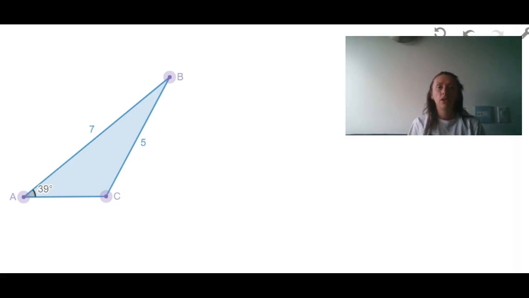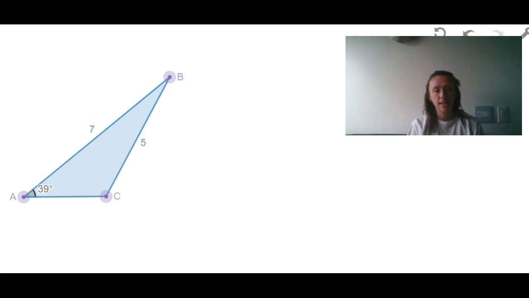The first one is side, side, angle. That would be if you had two pairs of corresponding congruent sides and one congruent angle, but that congruent angle is not included, meaning that congruent angle is not made by the rays of the two sides. So let's take a look at why that doesn't work. Let's begin by using this triangle here as a demonstration.